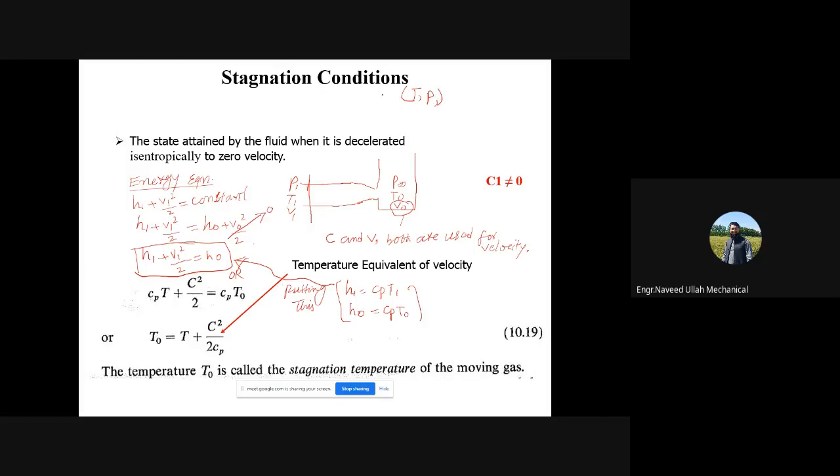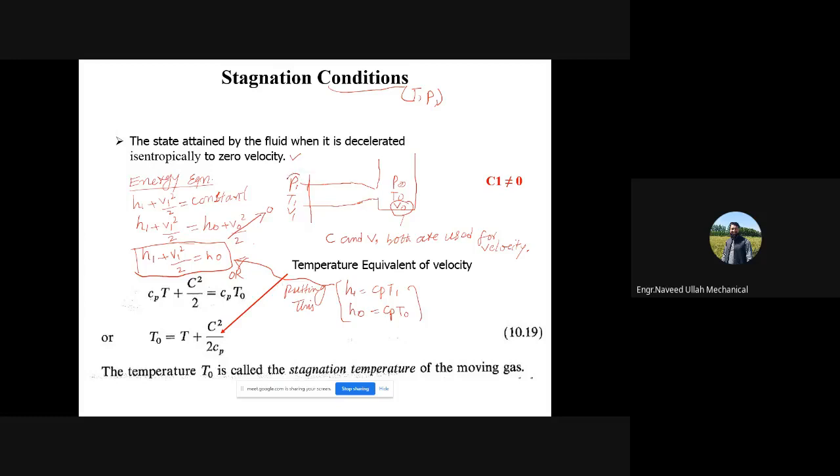So by conditions, what we mean is temperature, pressure, velocities and specific volumes, etc. You may have seen or heard the name stagnation condition. It is the state attained by the fluid when it is decelerated isentropically to zero velocity. One is static pressure and static temperature, the other is stagnation pressure and stagnation temperature.